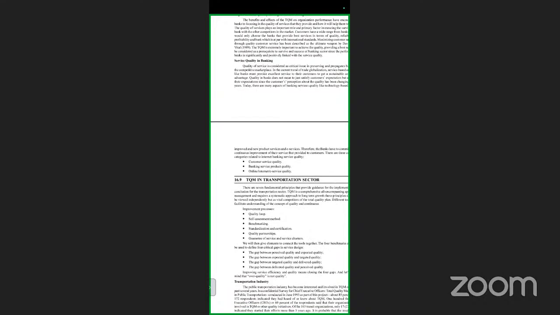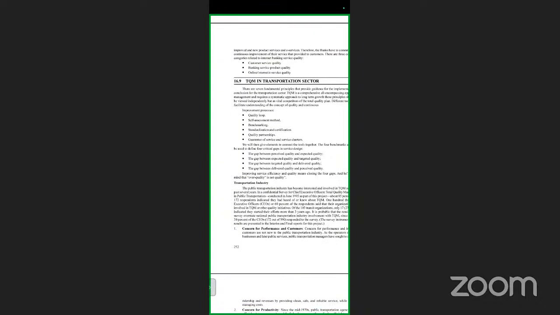In service quality in banking, there is customer service quality, banking service quality, and online internet service quality. So here customers need quality, the banking sector needs quality, and banking physical visits as well as online and internet banking or e-service need quality.